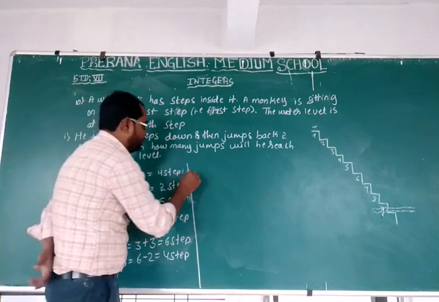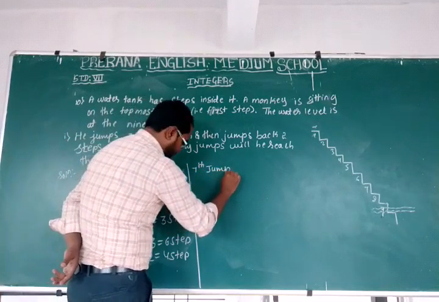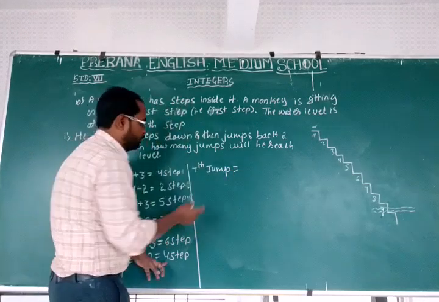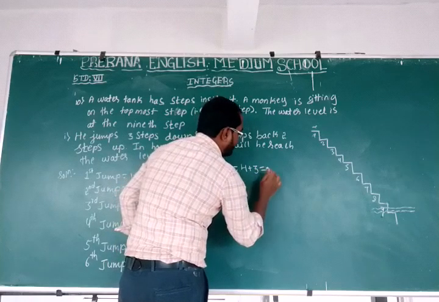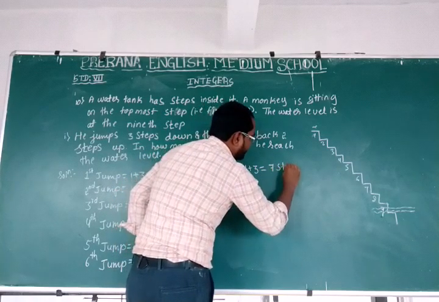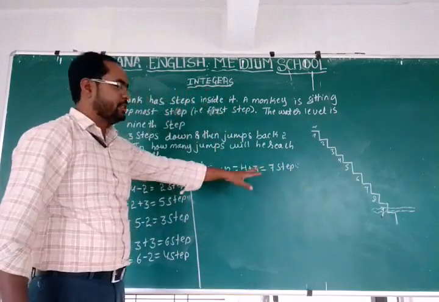Next, 7th jump. 7th jump. So how much here is it? 4. It is on the 4th step and it will jump 3 steps. 4 plus 3 will be 7. It reaches the 7th step.